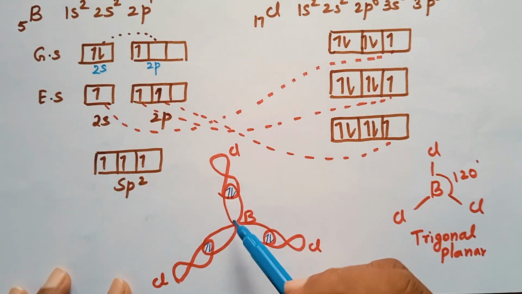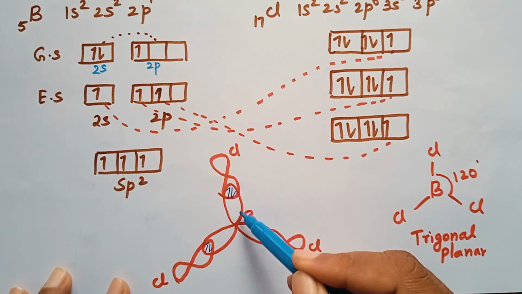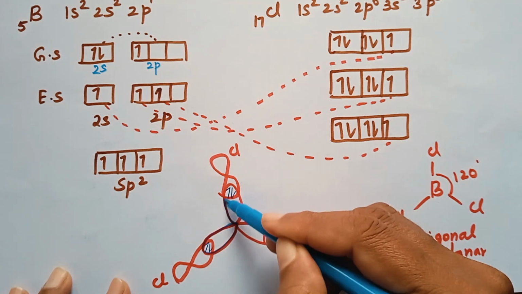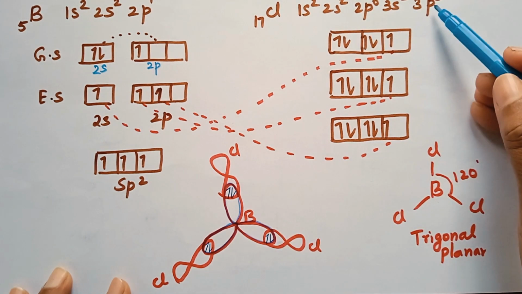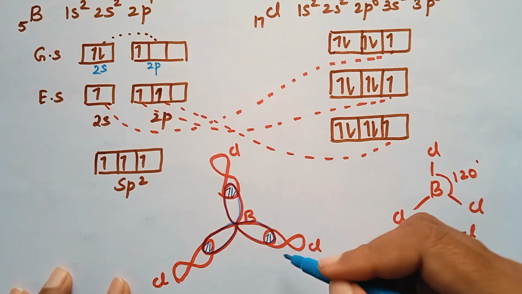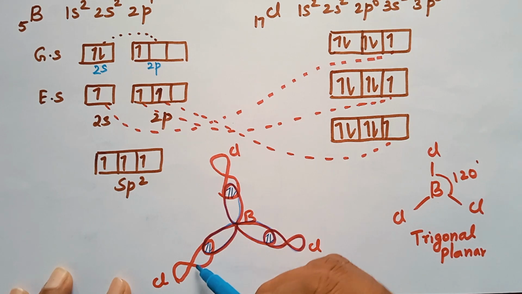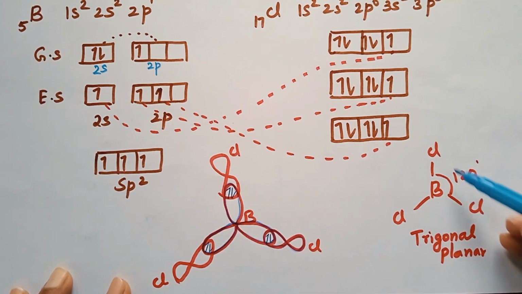See, for boron, since it is sp2, there are 3 sp2 hybrid orbitals, so we have to draw 3 shapes like this. This is for boron. Okay, and for chlorine atom, since the hybridization takes place in p orbital, we have to draw a dumbbell shape for each chlorine atom. So for 3 chlorine atoms, we have to draw 3 dumbbell shapes over the boron. So it forms a trigonal planar shape. The angle will be 120 degrees.